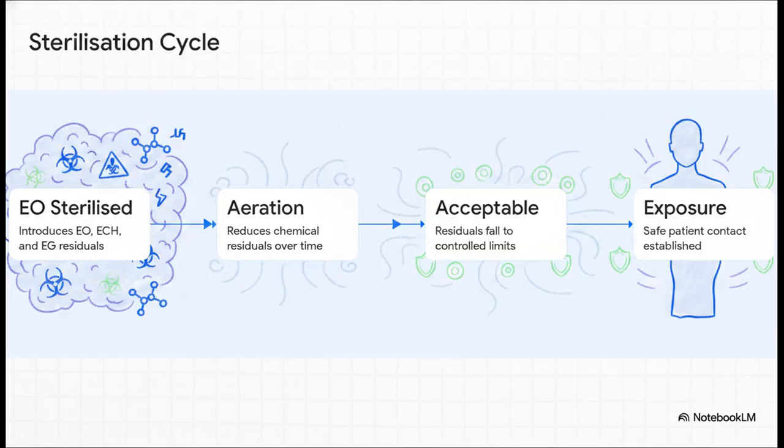And guess what? Sterilization leaves hitchhikers too. Ethylene oxide, or EO sterilization, introduces dangerous residuals into the product. Things like EO, ethylene chlorhydrin, and ethylene glycol. It's a strict chain of events. These residuals only drop down to acceptable levels through proper, highly controlled aeration before the patient is ever exposed. Because the sterilization cycle itself totally dictates the final residual level, the process has to be meticulously characterized. You can never, ever just assume it's safe.